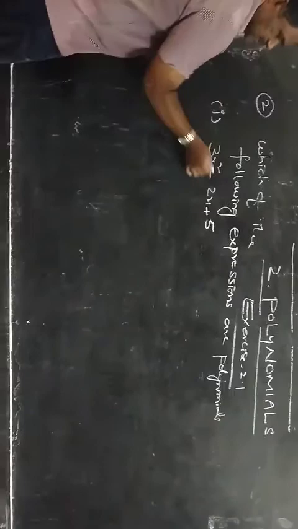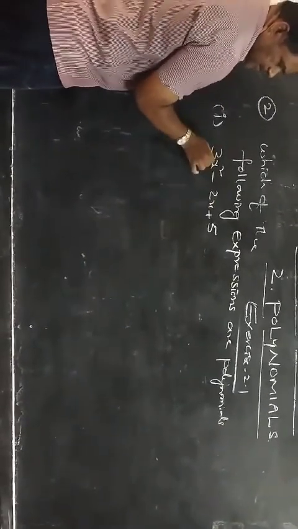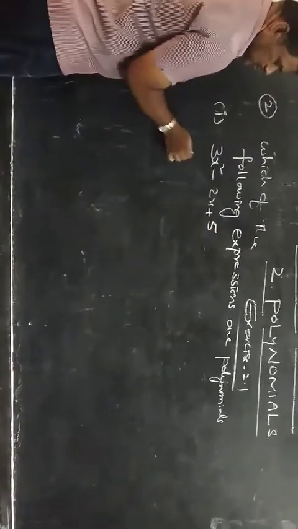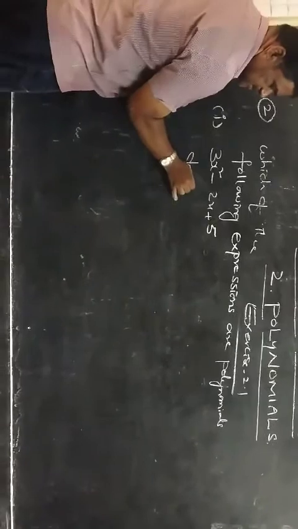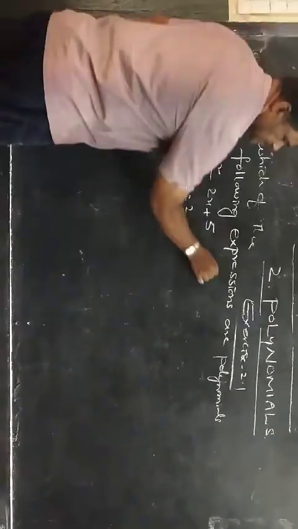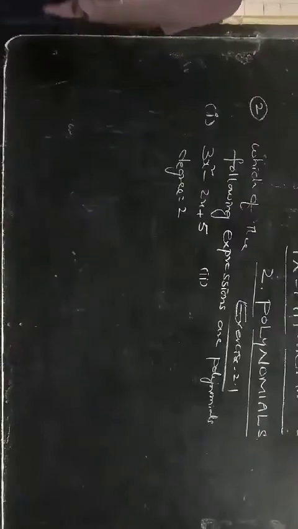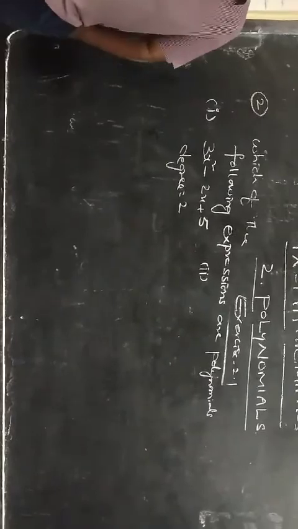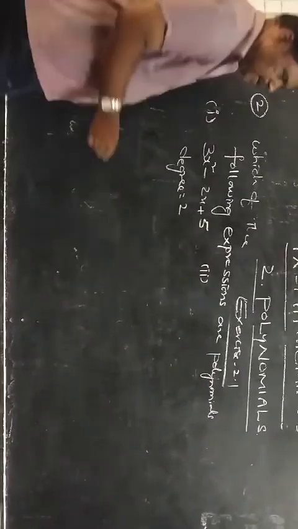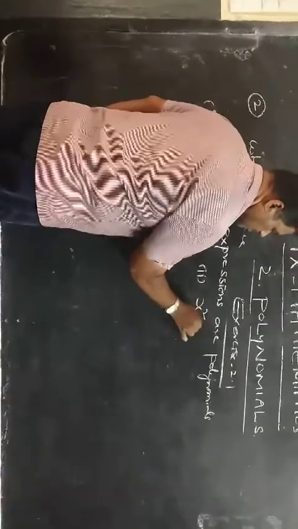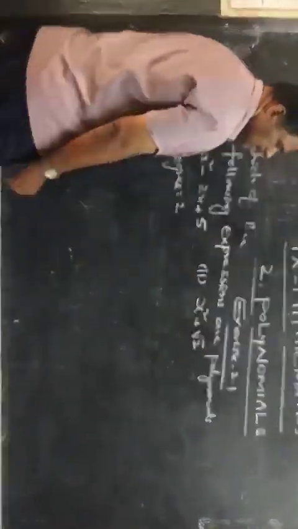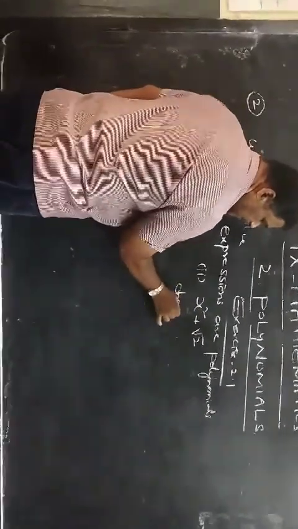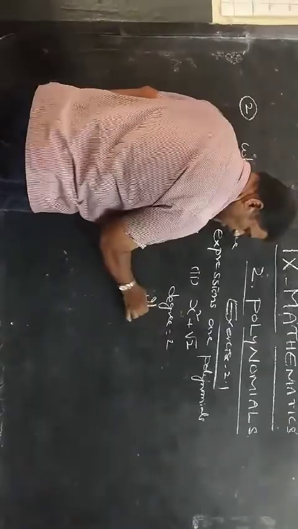Here the variable is x, only one variable is there, x. Highest power of x is 2. So degree of this polynomial is 2. Second one, x square plus root 2. Here highest power of x is 2, so degree of the polynomial is 2 and it is a polynomial.